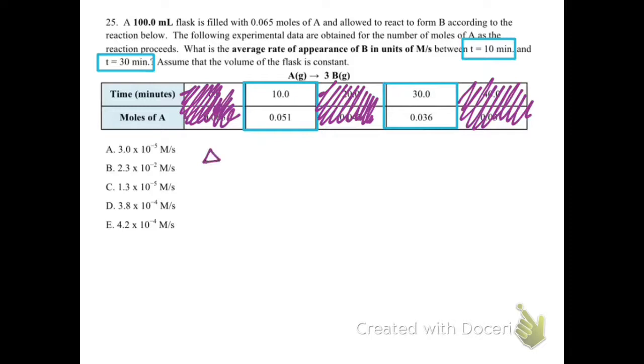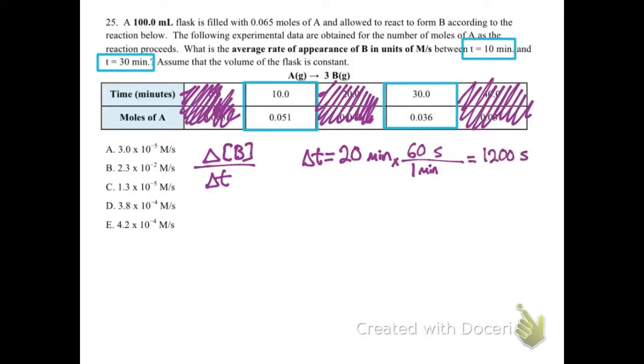Okay, so remember, a rate is a change. We're looking at the change in the concentration of B over the change in time. And we already know the change in time. If we're going from 10 minutes to 30 minutes, that means dt is 20 minutes. Now we just need to make sure that our units are consistent. Notice how all of our answers are in molarity per second, so I'm going to turn this into seconds. For every 1 minute, there are 60 seconds. So this is 1,200 seconds. Okay, so we know dt.